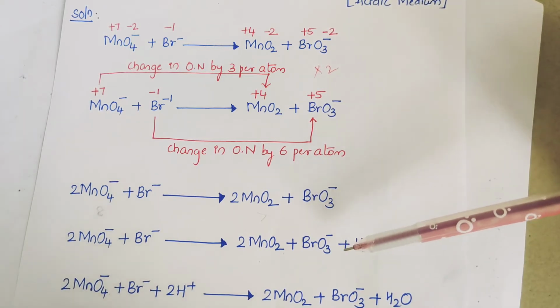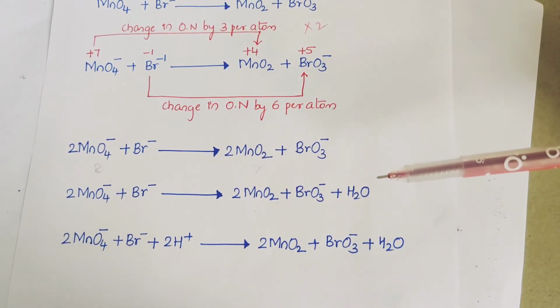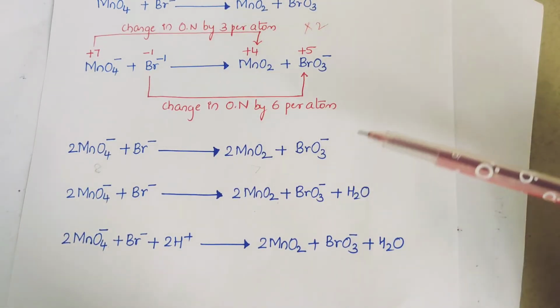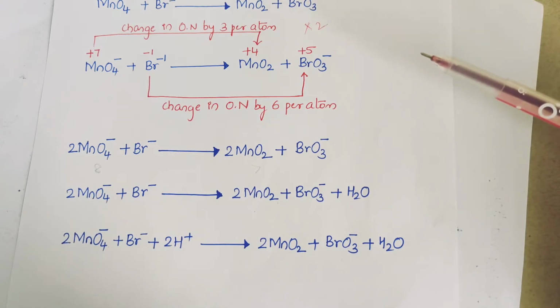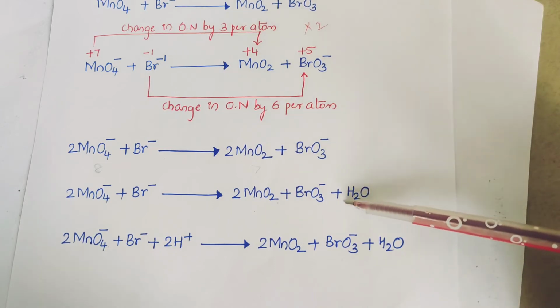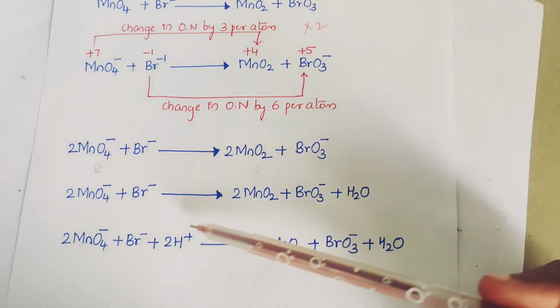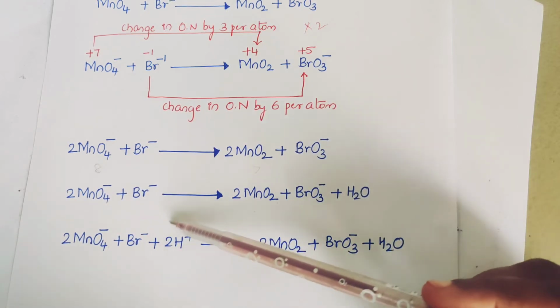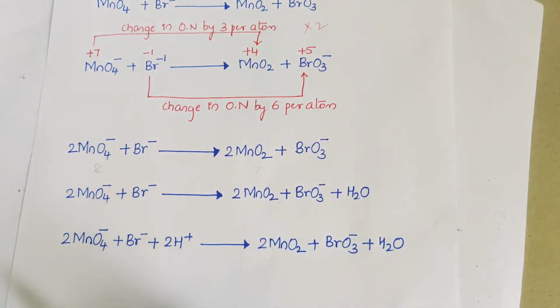Okay, next you are supposed to balance the hydrogen atoms. So to balance the hydrogen atoms, when it is acidic medium, you are supposed to add H plus ions to the deficient side. Okay, now here how many hydrogens are there? There are 2 hydrogens. So 2 H plus ions are being added to the deficient side, that is the reactant side. So the final equation will be 2 MnO4 minus plus Br minus plus 2 H plus giving rise to 2 MnO2 plus BrO3 minus plus water. So this is the final balanced equation.